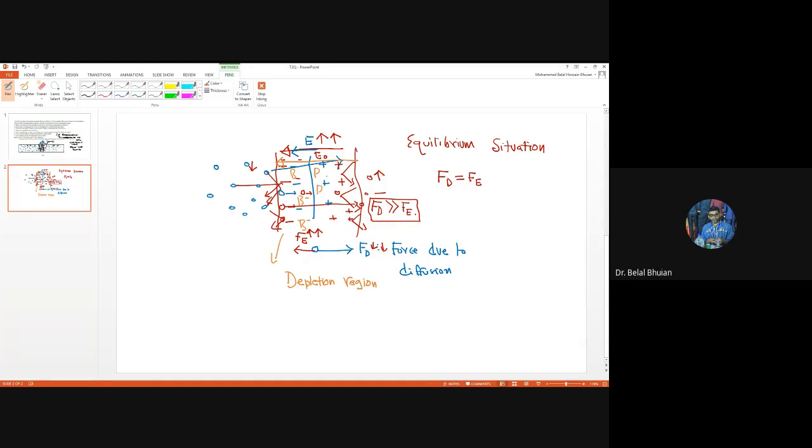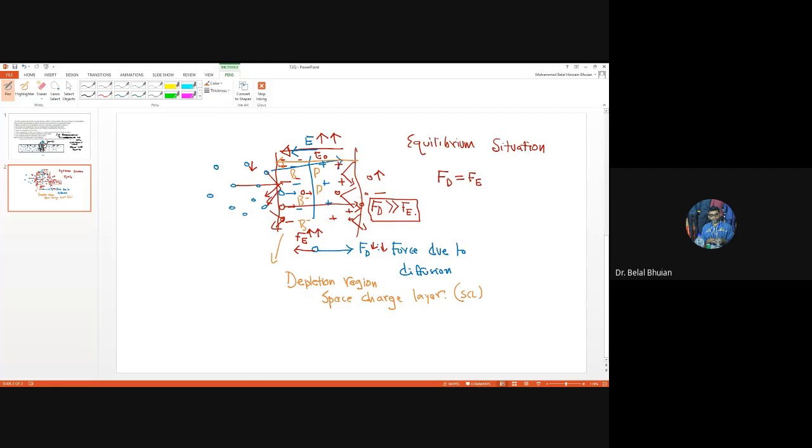Why are they exposed? Because there are no holes here to neutralize the boron ions, and no electrons here to neutralize the phosphorus ions. So this region is depleted of holes and electrons. That is why you call it depletion region. Also, it is called the space charge layer, SCL.